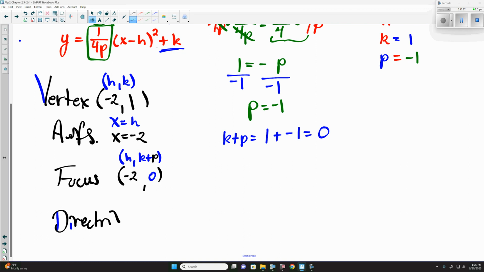And our last one is the directrix, which is our y equals k minus p. Well, the value of k is 1. Value of p is -1, so we have 1 minus -1, which is +1, which does give us 2.